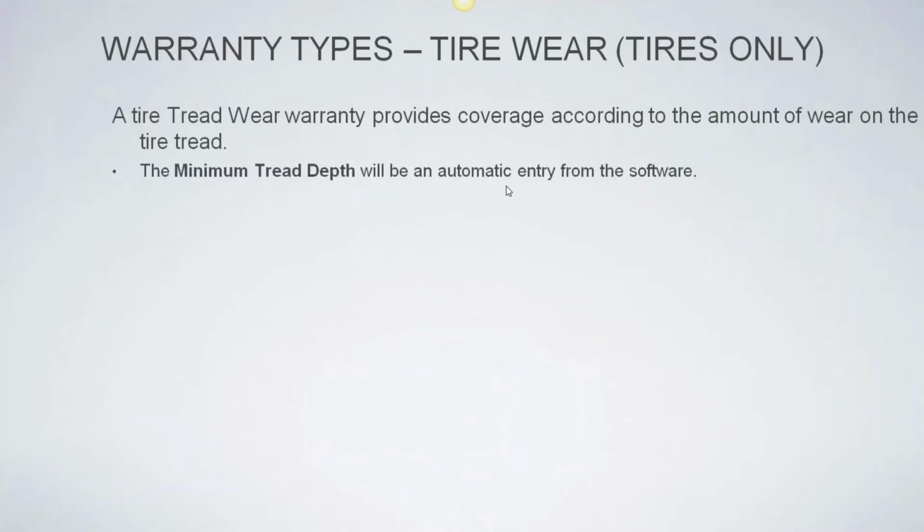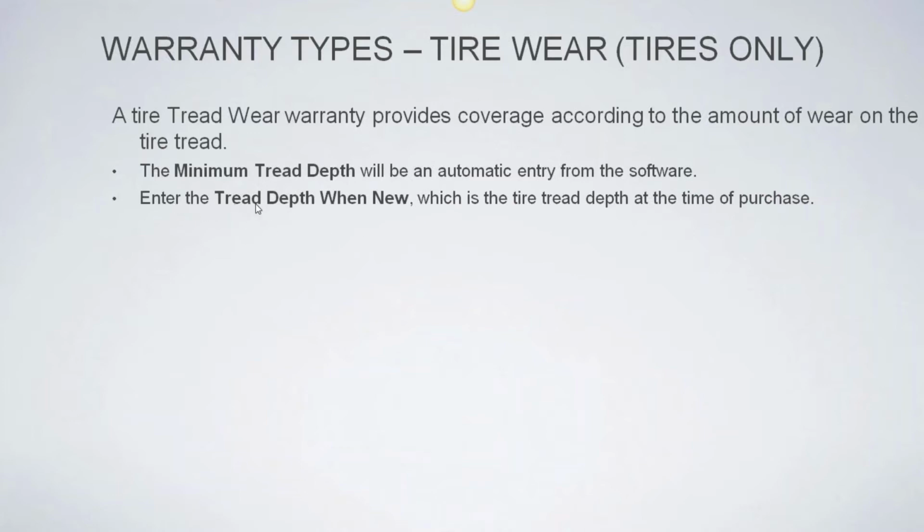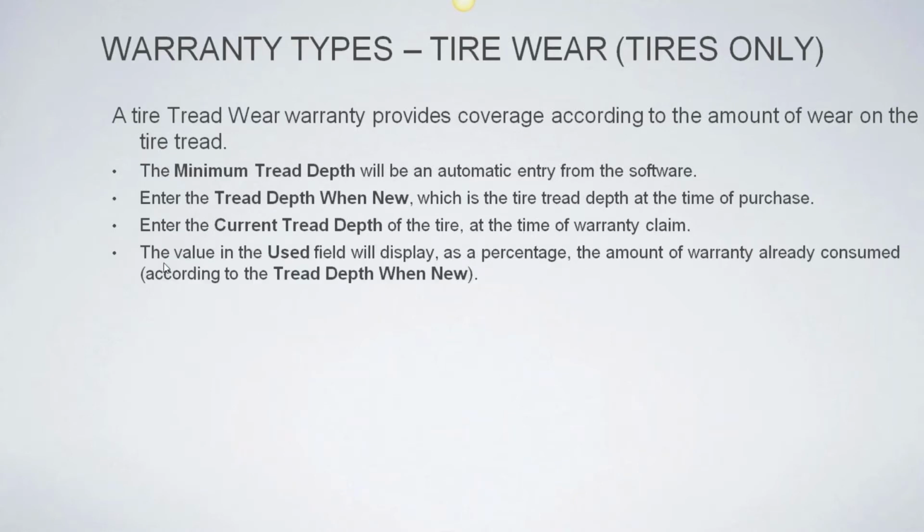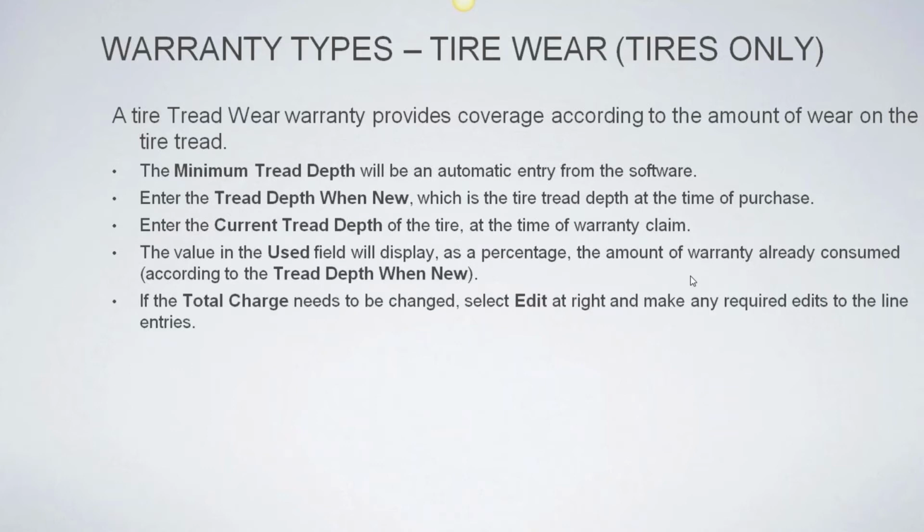The minimum tread depth will be automatically calculated from the software. Enter the tread depth when new, when the tire was purchased. Enter the current tread depth when the warranty claim is being processed. The value in the used fields will display as a percentage the amount of tire or warranty that has been consumed by the customer. Okay.